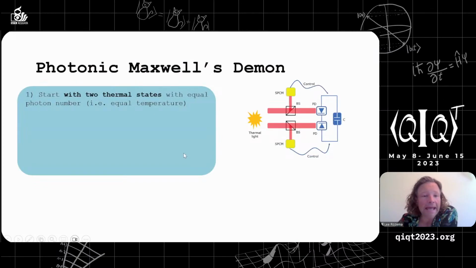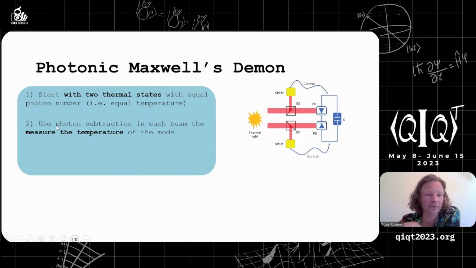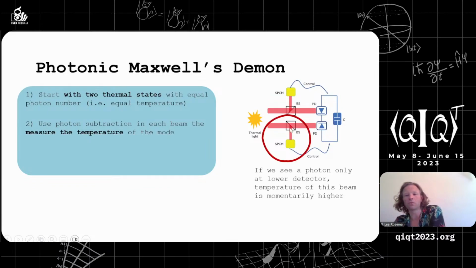Then what we're going to do is start with two thermal states with equal photon number, or equal temperature, and then the daemon is going to perform some measurements on that state to attempt to create a photon number imbalance, to create this temperature gradient, which we can then use to extract work. More precisely, the daemon is going to use photon subtraction to measure the temperature of the mode. What that looks like is actually fairly straightforward. It's just a beam splitter and a single photon detector.